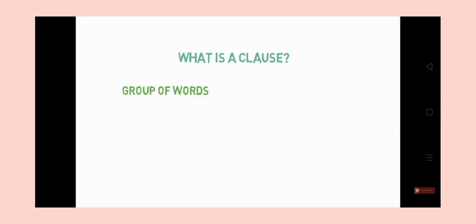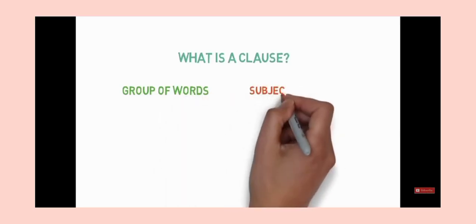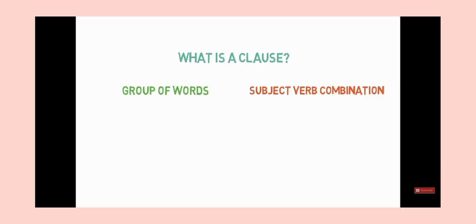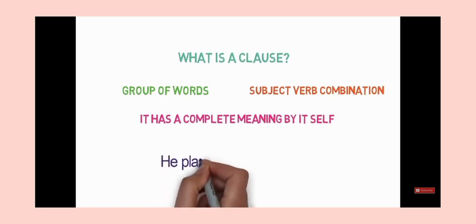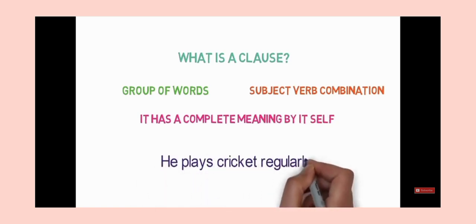completed words. It has a subject and verb combination, and it has a complete meaning by itself. You can consider a simple sentence as a clause. For example, he plays cricket regularly.